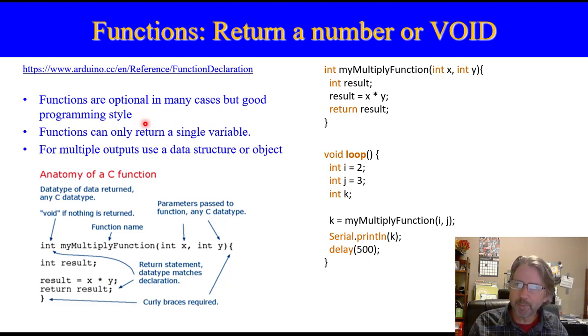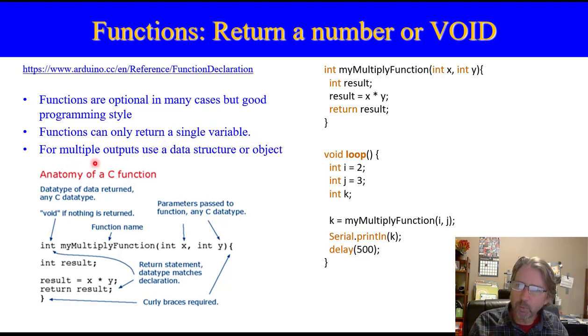In C and C++, a function can only return a single variable. With MATLAB functions, you can have more than one thing come out of the function. But in C, it can only return one number, like sine and cosine. They only return one number. Square root returns one number. So C is limited to that.